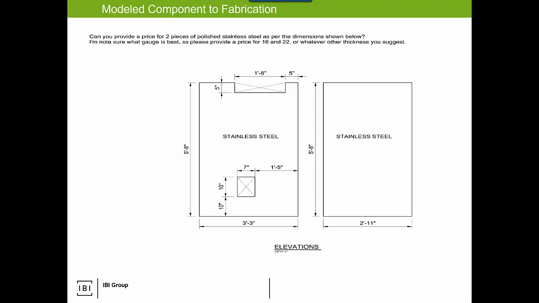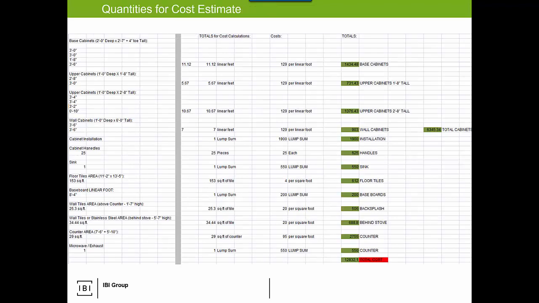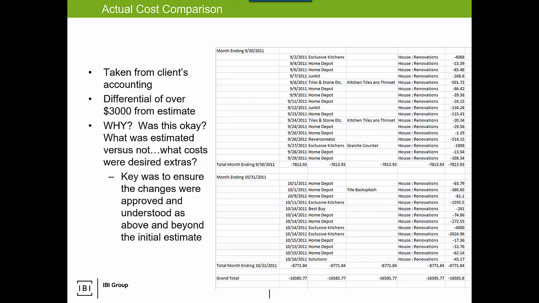Also, from the quantities perspective, I was able to very quickly generate the quantities on the left that they were then able to estimate based on unit pricing in order to get a potential cost for the components of the kitchen. Again, we were able to analyze the differential of what was estimated versus what was actually spent, and then here the homeowner made a decision for a different type of counter that drove the cost up.